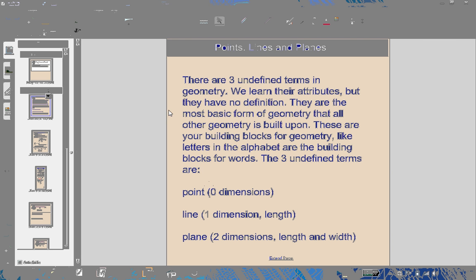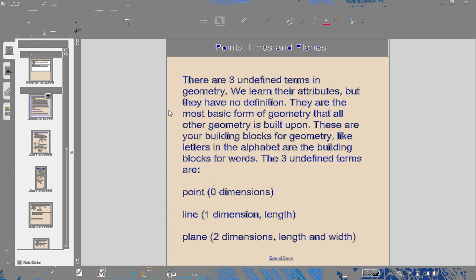Today we're going to talk about points, lines, and planes as our introduction to geometry. These are three undefined terms in geometry. What that means is we learn about their attributes, but they don't really have a technical definition. They are the most basic form of geometry that all other geometry is built upon. You can think about it as your building blocks for geometry.